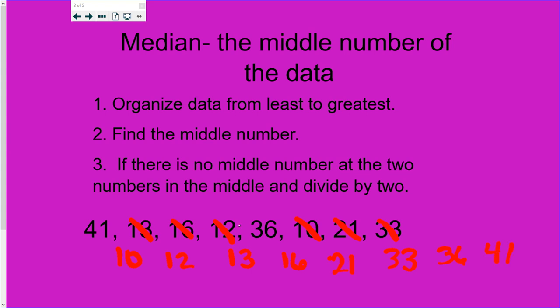I have 1, 2, 3, 4, 5, 6, 7, 8 numbers. I put them in order. I double check my order, make sure, yep, they're in the right order. Then I find the middle number.